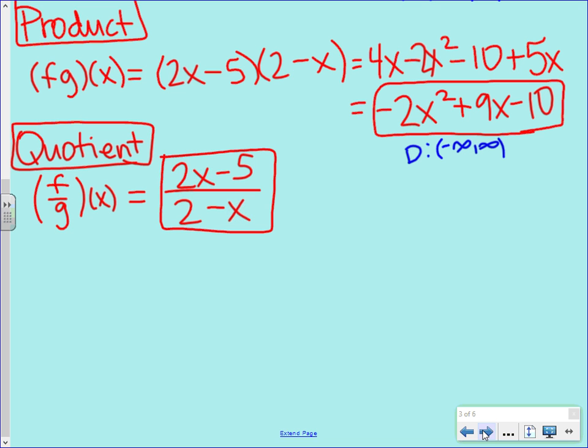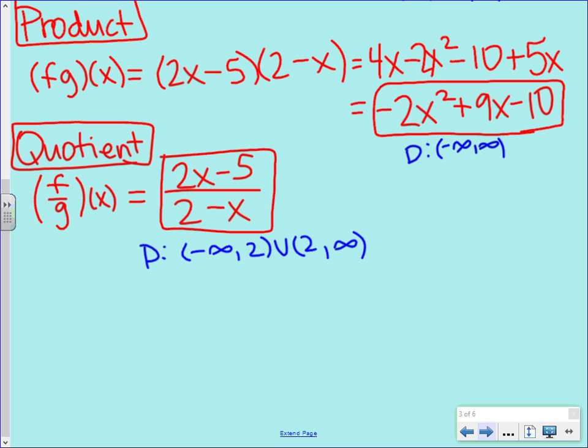However, we need to be careful about what, Maddie? You can't have x equal 2 on the bottom. Okay, so our domain this time is everything except 2 because that would make our denominator 0. So let's go over that notation. This notation means everything except 2.